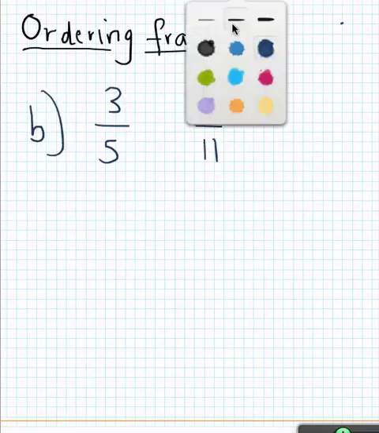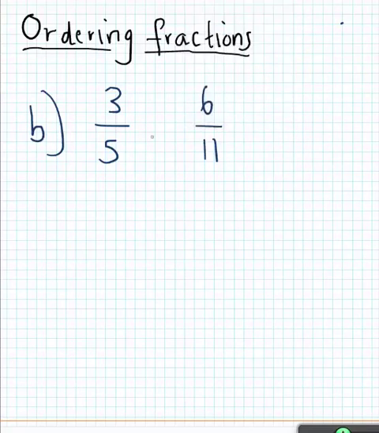Question here, we can see that we've got 3 over 5 and 6 over 11. We don't have the same denominators, so I need to make them the same. And to do this, I'll look at my small number 5. Can I go 5 times something to give me 11? No, I can't. So my next option is, well, I'll just multiply 5 by 11 and multiply 11 by 5. And we know that if I go 5 times 11 or 11 times 5, I will get 55 for both.